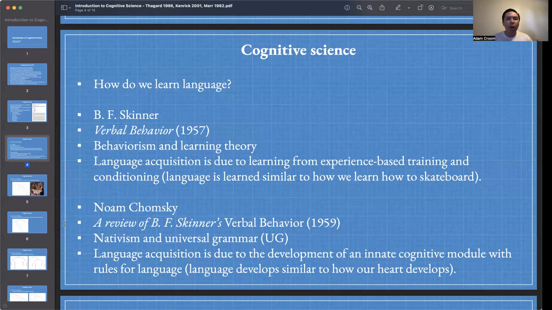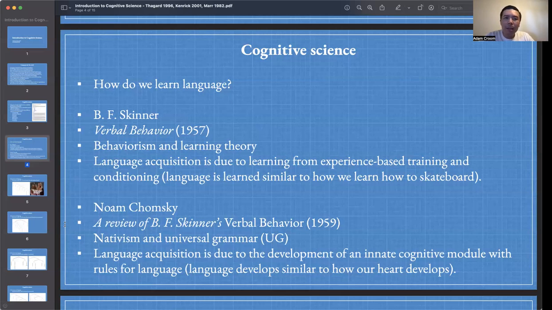Interestingly enough, children are able to learn words very young and learn words at an incredible rate. This is something we'll talk about in more detail later. Here, I'm just using this to open up a question. How do we learn words, right? You might think, as B.F. Skinner thinks, that we learn this through a form of learning theory, okay? B.F. Skinner, in his very popular work, Verbal Behavior, published in 1957, puts forward this idea that language is acquired through learning theory. And this is a behaviorist approach to psychology. Okay, so behaviorism and learning theory go together. And this is the idea that language acquisition is due to learning from experience-based training and conditioning.